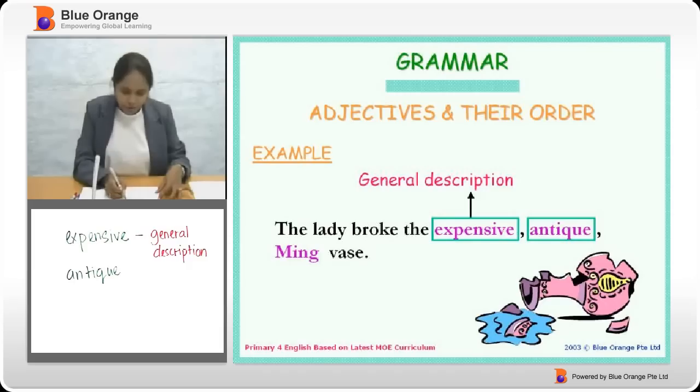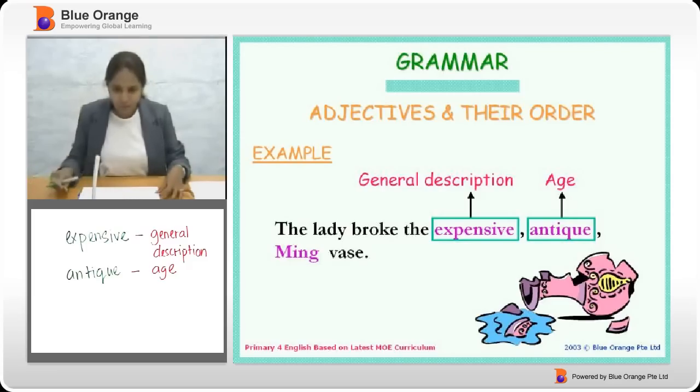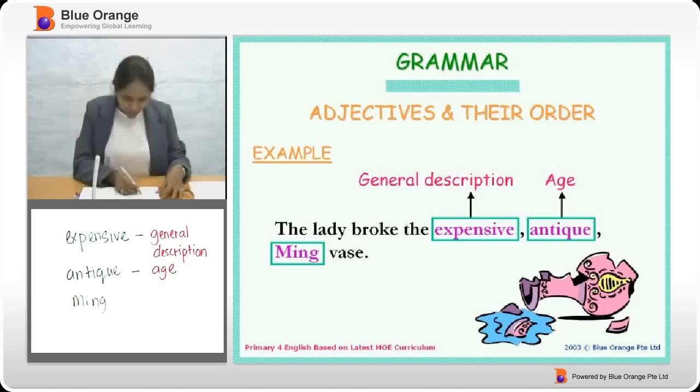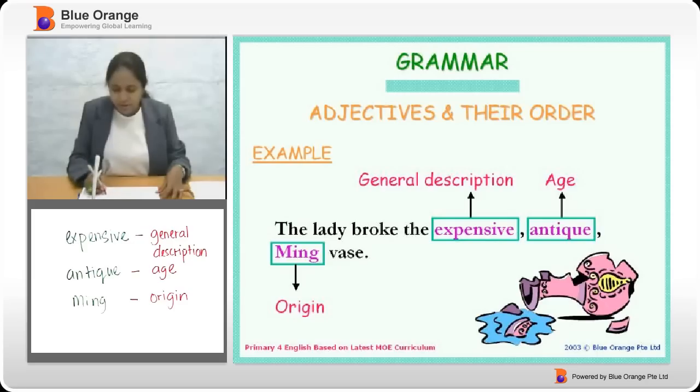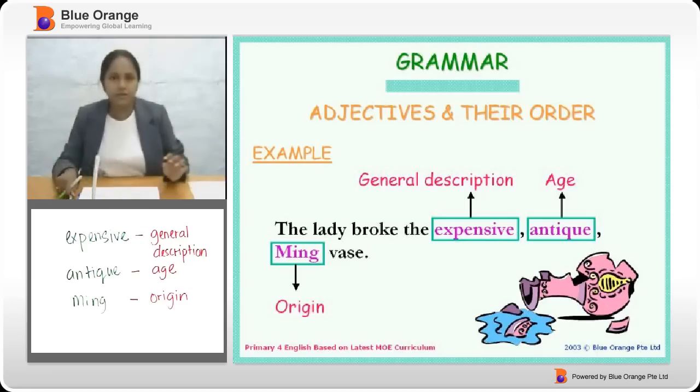But it is followed by antique. Antique is an adjective that describes age. And this is followed by Ming, which is an adjective of origin. It tells us what period this vase belongs to. That means it comes from China, but when was it made? It was made during the period when the Ming dynasty existed. So the emperors were of the Ming dynasty. And all these adjectives are used to describe one noun, which is the vase.